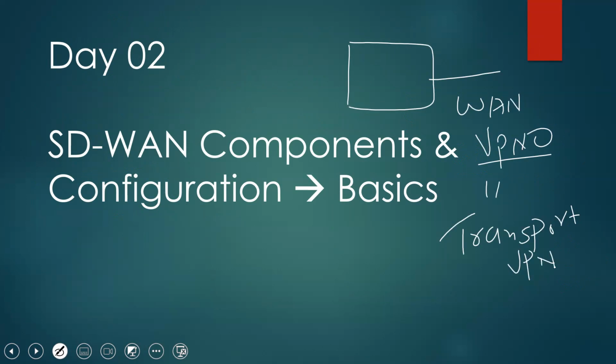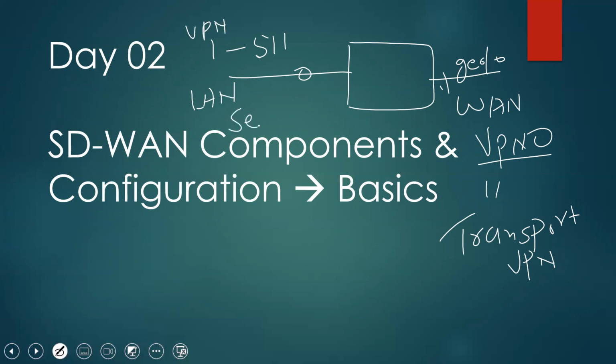So for VPN 0, any interface that is part of VPN 0, suppose this is gig E0/0, this is the transport VPN. The name of this VPN is transport VPN because it is part of transportation. If any VPN is starting from 1 up to 511, that will be part of the LAN side VPN. So VPN 1 up to VPN 511 are termed as the service VPN.